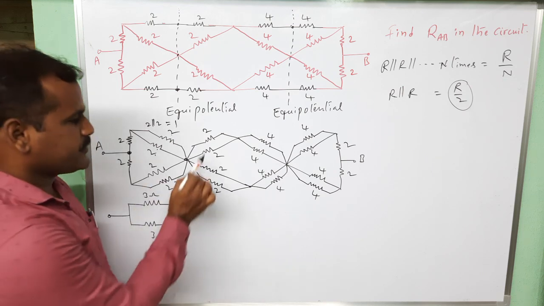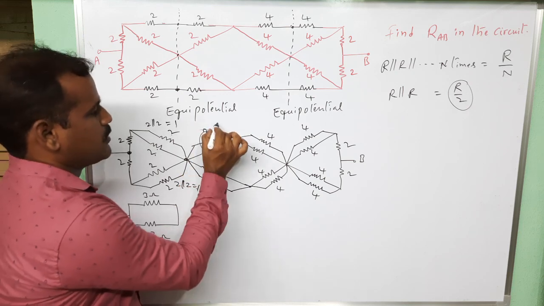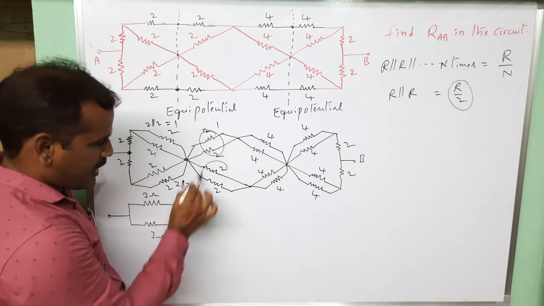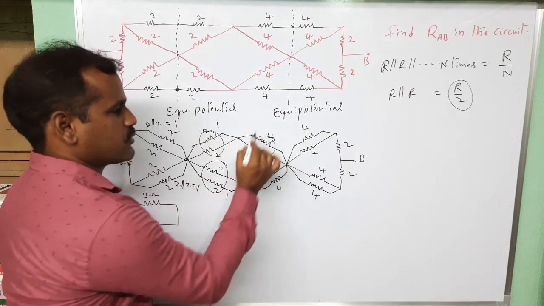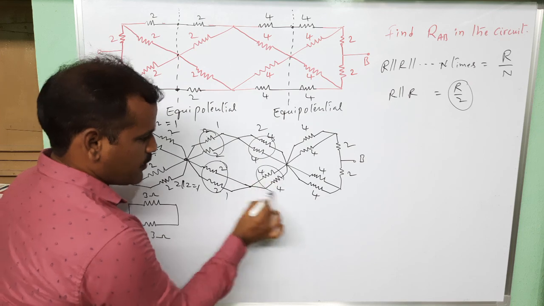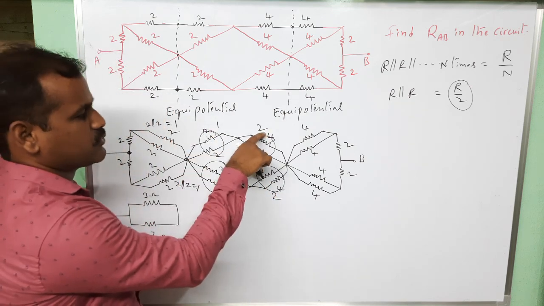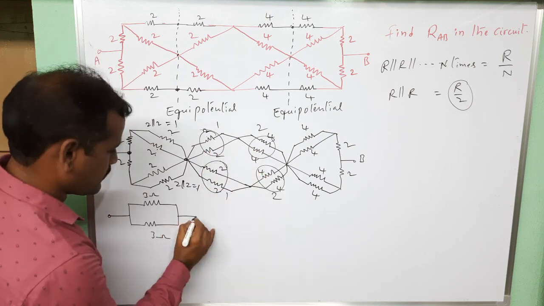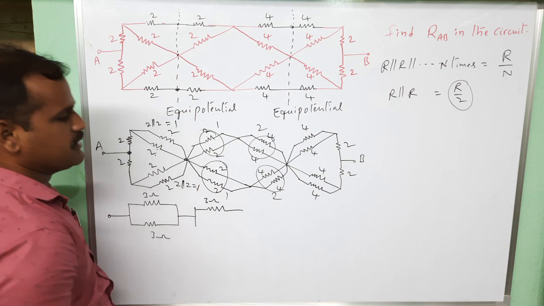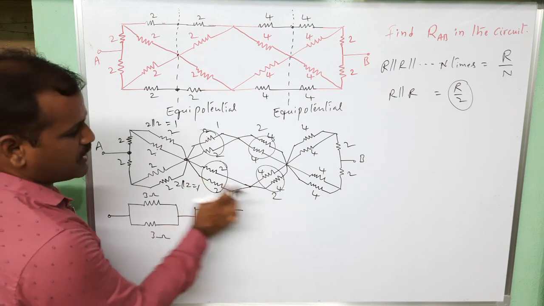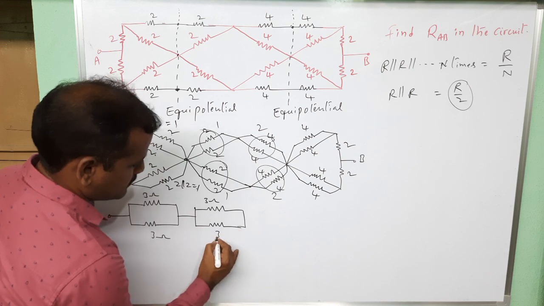And the next step, 2 parallel 2. That means this is 1 ohm resistance. 2 parallel 2, this is 1 ohm resistance. 4 parallel 4, 2 ohm resistance. 4 parallel 4, 2 ohm resistance. So 1 in series with 2, this is 3 ohms. Similarly in the down path, 1 in series with 2, this is also 3 ohms resistance.